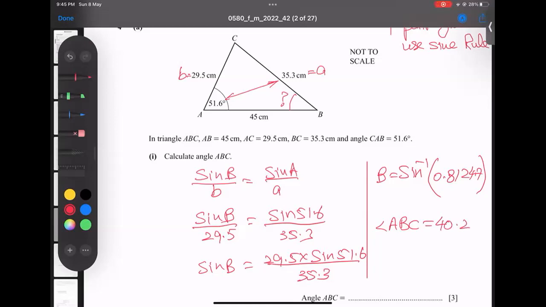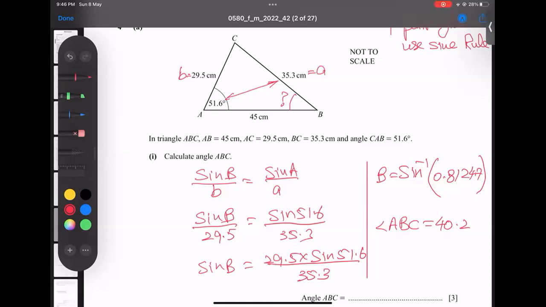40.2. Once again, let me recheck. Sine inverse 0.81247. Yeah, wait a minute. Let me recheck it. Or I type it all together: 29.5 times 2, or 29.5 times 2 sine 51.6.